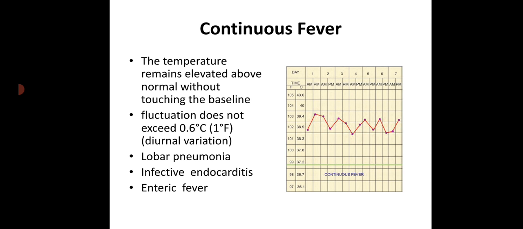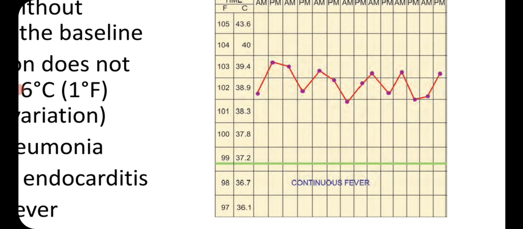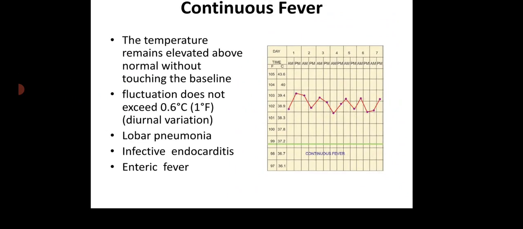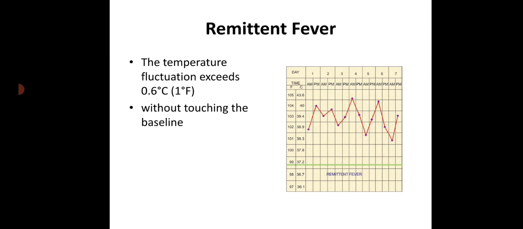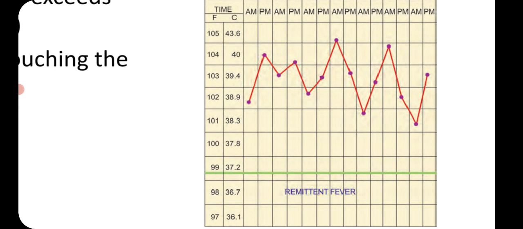Patterns of fever. First, continuous fever. The temperature remains elevated above normal without touching the baseline and the fluctuation does not exceed 0.6 degrees Celsius or 1 degree Fahrenheit. And it occurs in lobar pneumonia, infective endocarditis, and Rickettsial fever. Then remittent fever. Temperature fluctuation exceeds 0.6 degrees Celsius or 1 degree Fahrenheit, but it does not touch the baseline.